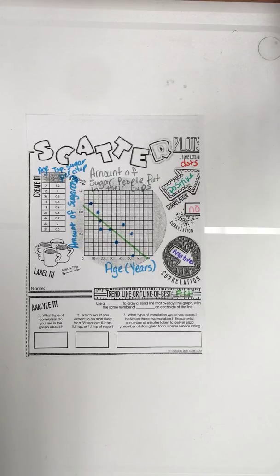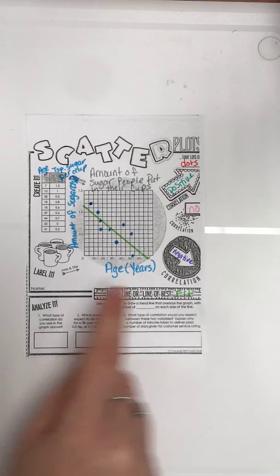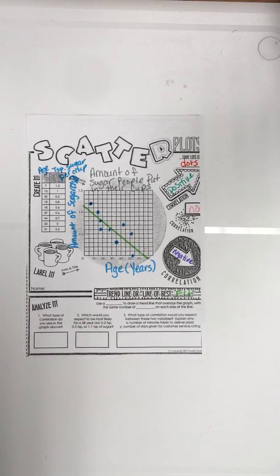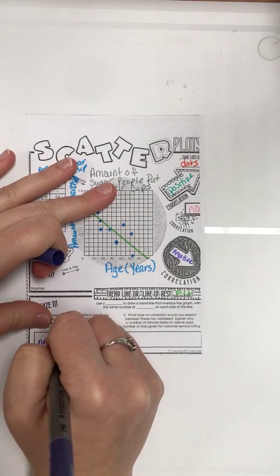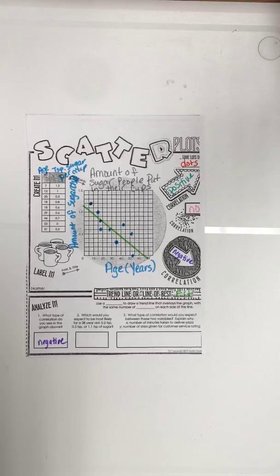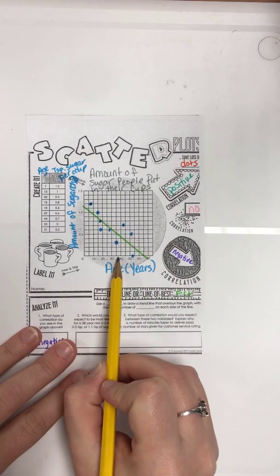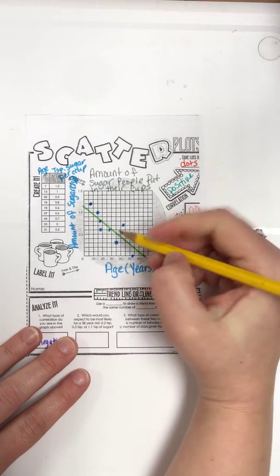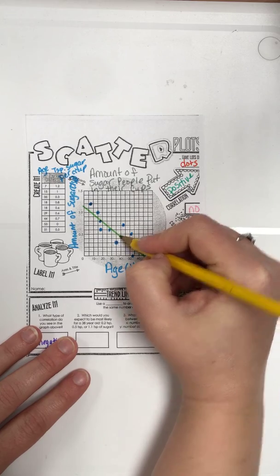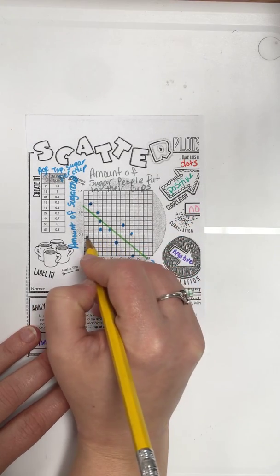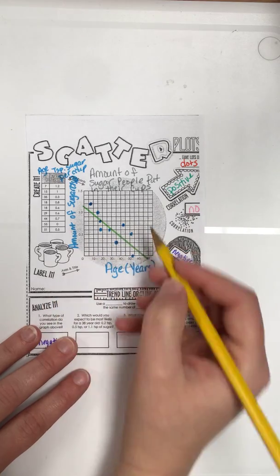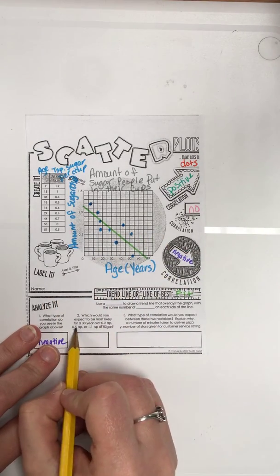Okay? So, what type of correlation do you see in the graph above? We already talked about that it was a negative correlation because it's moving down. Which would you expect to be more likely for a 38-year-old? 0.2 teaspoons, 0.5 teaspoons, or 1.1 teaspoons? So you want to go to 38 on your graph for age, and you want to go up to about where it falls in your trend line and look over, and that's below 0.5 but above 0.3. So your options are 0.2, 0.5, or 1.1.